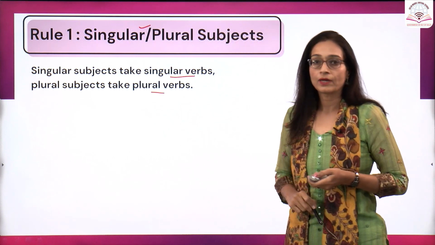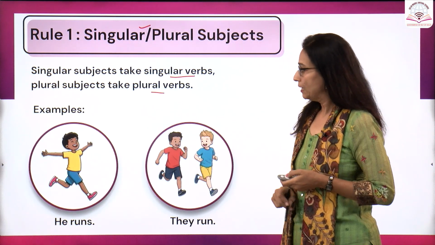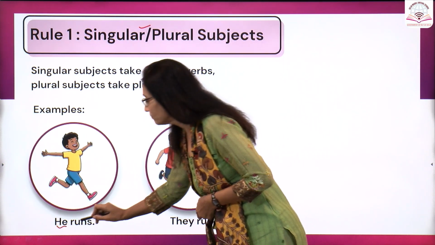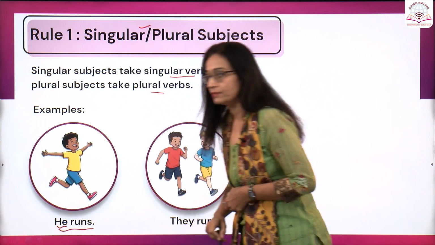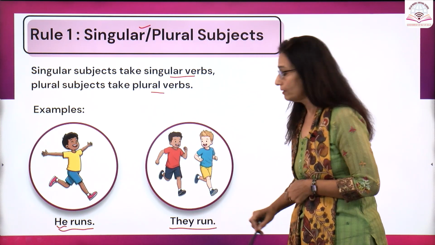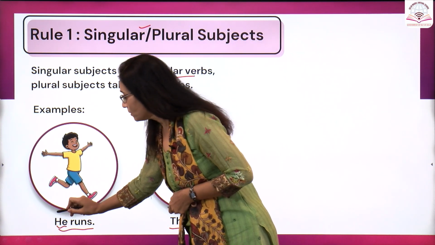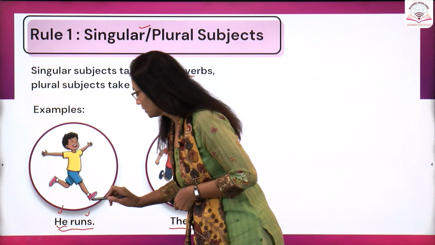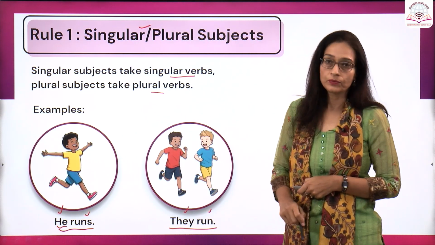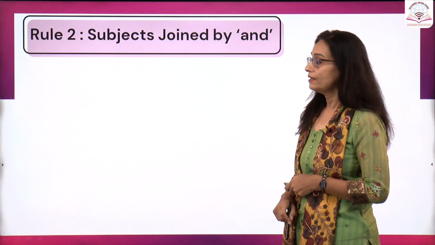Let us take a look at the example. He, which is a singular subject, and we have he runs. Coming to the next example, they run. When the subject is singular, the verb is also singular. When the subject is plural, the verb is also plural. Let's move to the next rule.